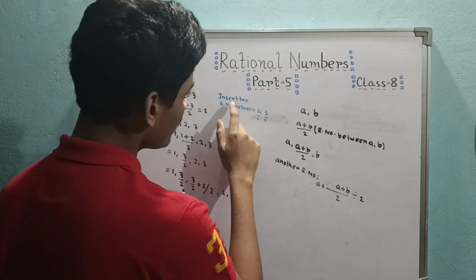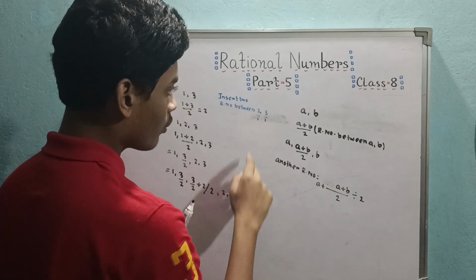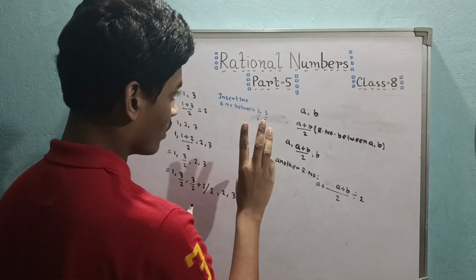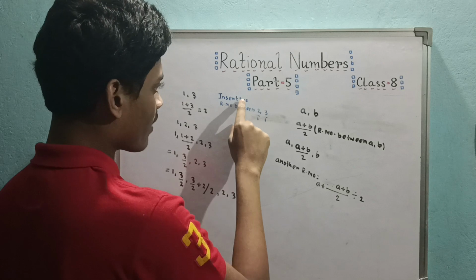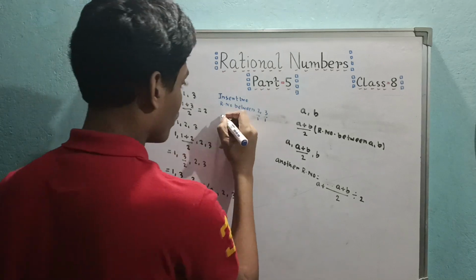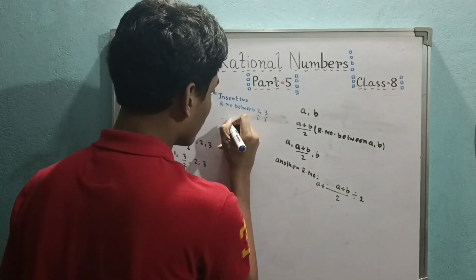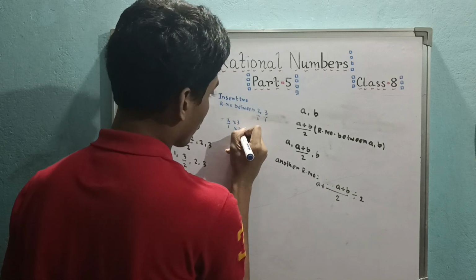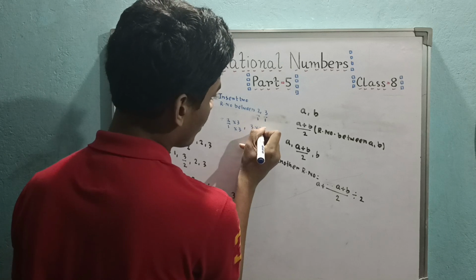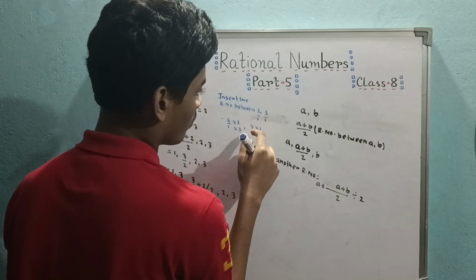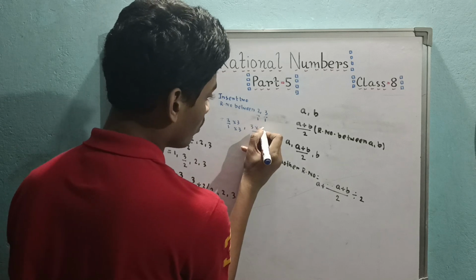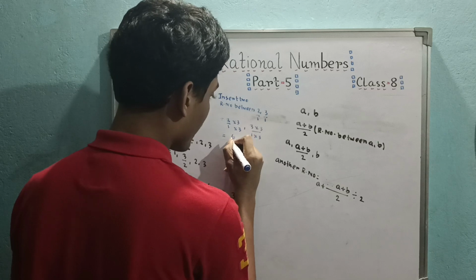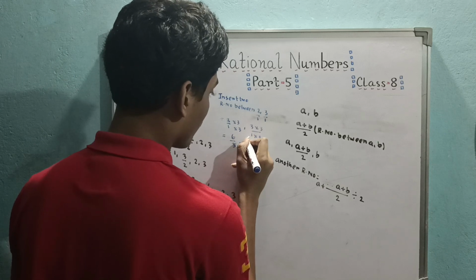I have been told to insert two rational numbers between them. So I will multiply both of these numbers, numerator and denominator, by 3, one greater than the required rational numbers to be inserted. This will be 2 by 1 into 3 by 3, comma, 3 into 3 by 1 into 3. This will be 6 by 3, comma, 9 by 3.